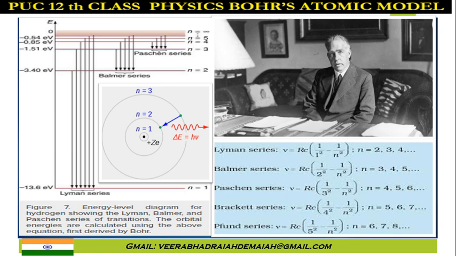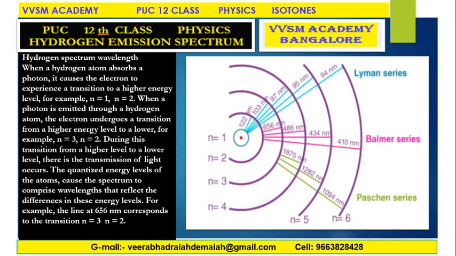The orbital energies are calculated using the above equation, first derived by the scientist Niels Bohr. This is the diagram where the photon is emitted, where delta E is the internal energy, equal to h nu, where nu is the frequency of radiation and h is the Planck's constant. For the Lyman series, nu is equal to Rc times 1 by 1 square minus 1 by n square, where n is equal to 2, 3, 4, and the Balmer series similarly follows its equation.